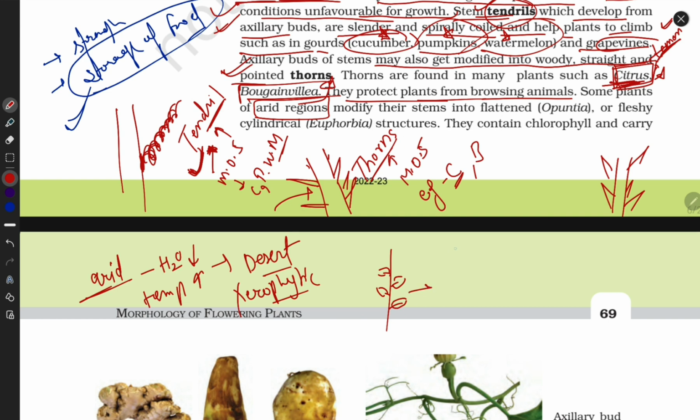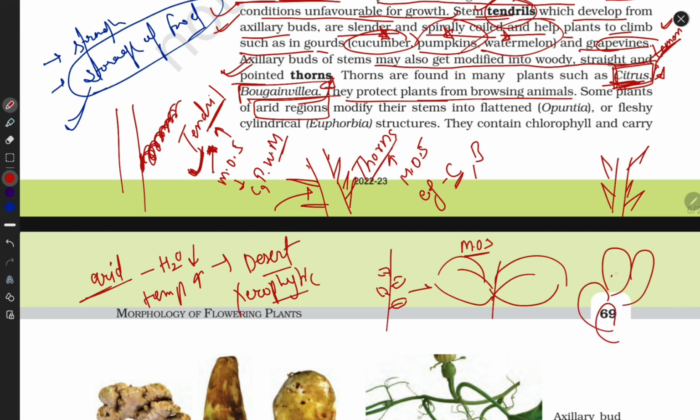But if we talk about modification of stem, what do they do? They store what, guys? They store water itself. Flatten and they store water. One of the examples is cactus. Some arid regions modify their stem into flattened like opuntia or fleshy cylindrical structure in euphorbia.